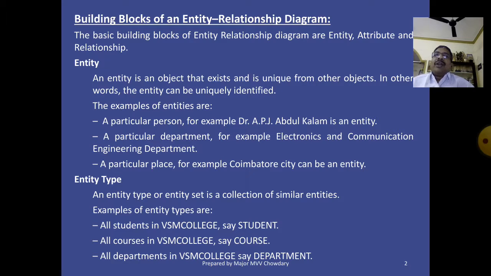First, we will discuss entity. What is an entity? An entity is an object that exists and is unique from other objects. In other words, an entity can be uniquely identified. That means an entity is anything, such as a person, place, thing, or event, about which data are to be collected and stored.